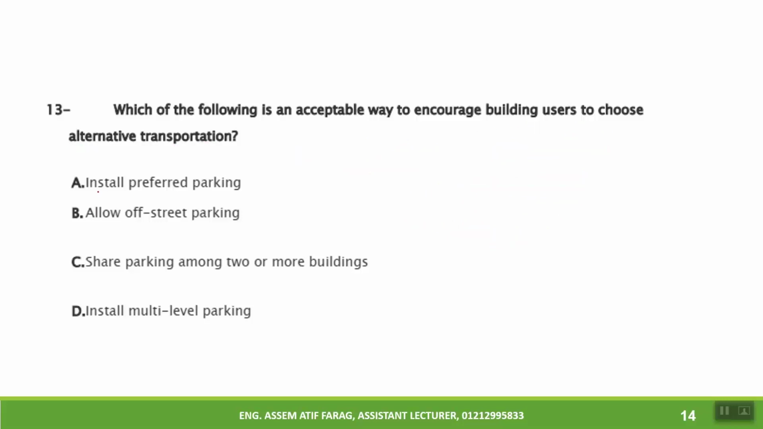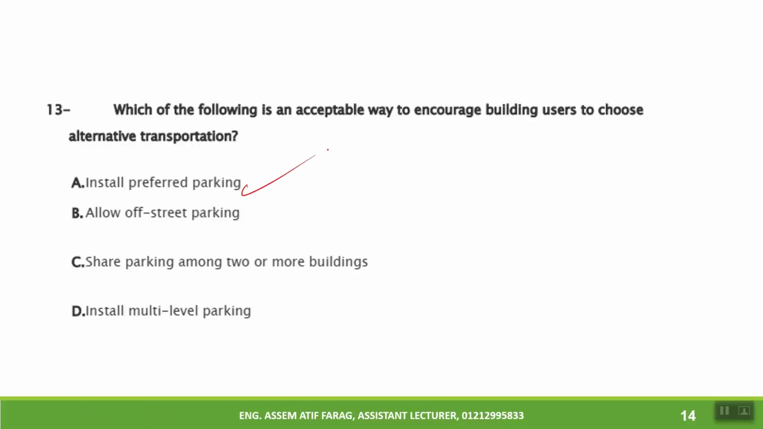For the first option, installing preferred parking. Preferred parking is the parking spots closest to the main entrance of a building. For employee parking, it refers to the spots that are closest to the entrance used by the employees. So, preferred parking is a perk for users that drive alternative transportation or green vehicles. In LEED, to meet the requirements of the green vehicle credit, preferred parking must be provided for these vehicles. So, this option is correct.